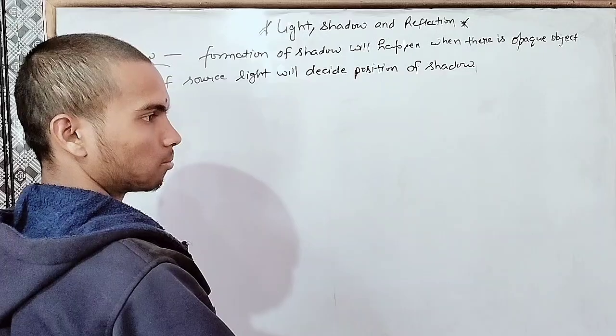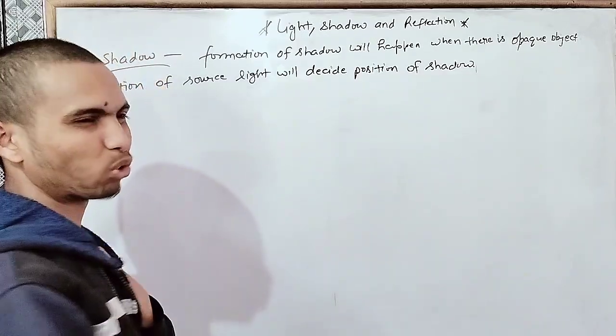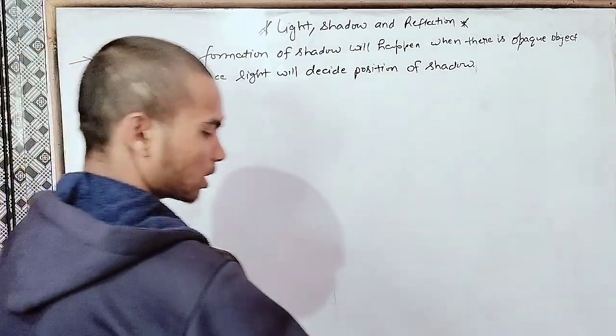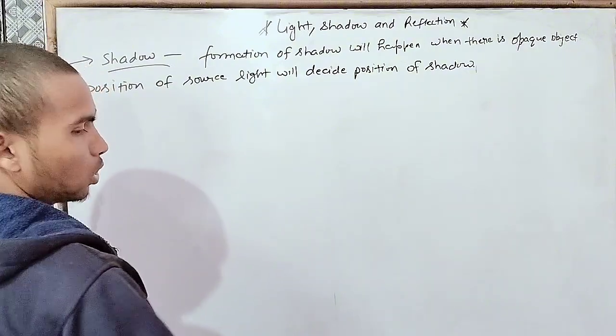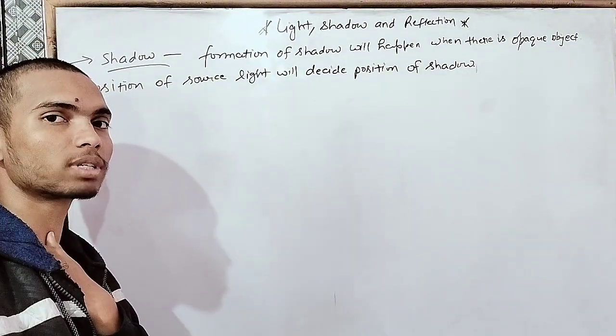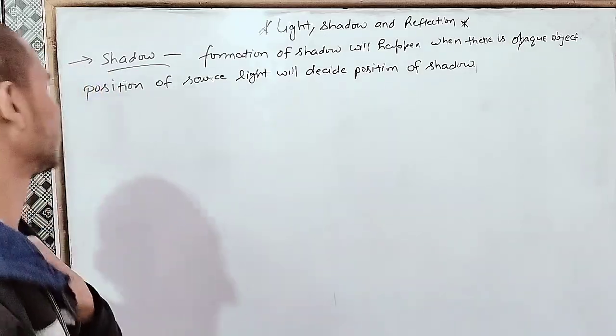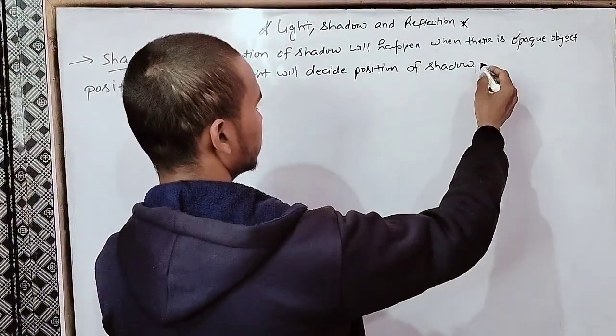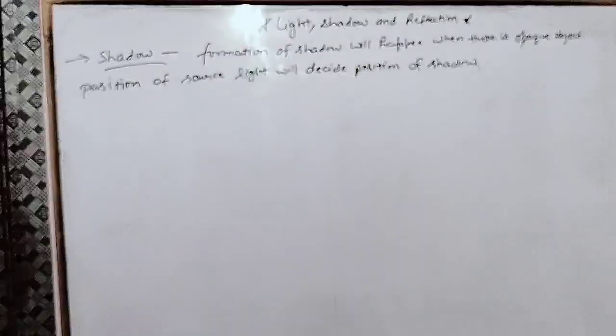We see the position of the shadow at a time of 10 will be here. Then after a few, three to four hours, we see the position of this shadow is here. So all this is happening because the position of the source light is changing. Clear? It is a real example.